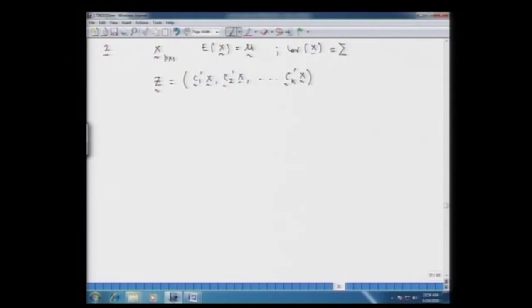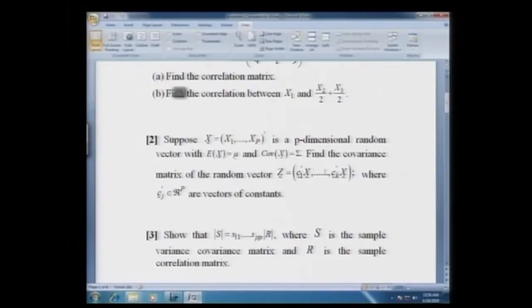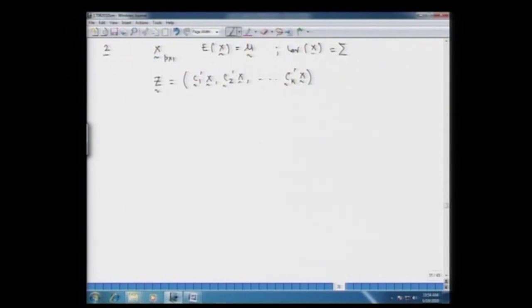So for this particular random vector, which is what we are now trying to find out, now we try to find out what is basically the covariance between any c i and c j. So let us try to find out covariance between c i prime x and c j prime x, right. So that from the definition, covariance of these two quantities is going to be c i prime times covariance matrix of x, which is sigma, multiplied by this c j, right. So we will have this for all i, j equal to 1 up to k, right.